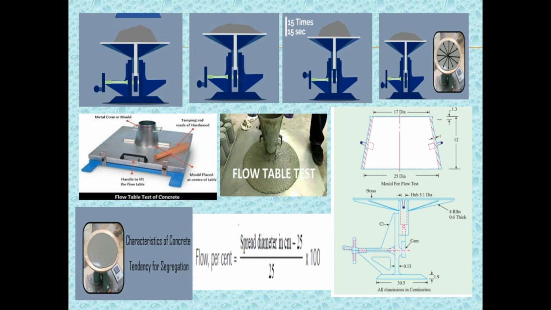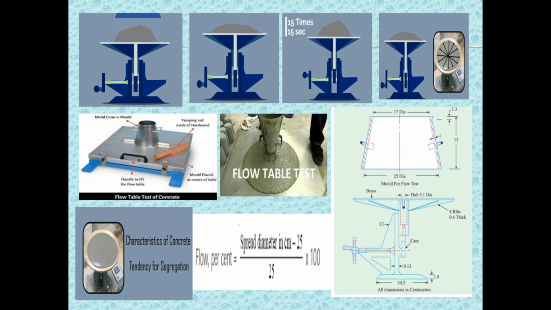Flow percent can be found by the following formula. The value of flow percent ranges from 0 to 150%. In the place of this test, a simple flow table test is conducted in sites for finding the workability of self-compacting concrete. This test procedure involves filling a slump cone with concrete in two equal layers, each layer tamped 10 times with a tamping rod.